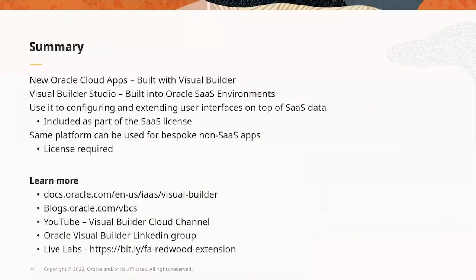All right, so just some takeaway points. The new Oracle Cloud apps are being built with Visual Builder. This means that you're able to extend the SaaS apps using the exact same tools that the teams inside of Oracle use to build them. You can use the same utilities and components to create your own applications on top of the data that's stored in Oracle SaaS. And Visual Builder Studio is built into your SaaS application today, right now. Just go look in the test instance of your SaaS platform.